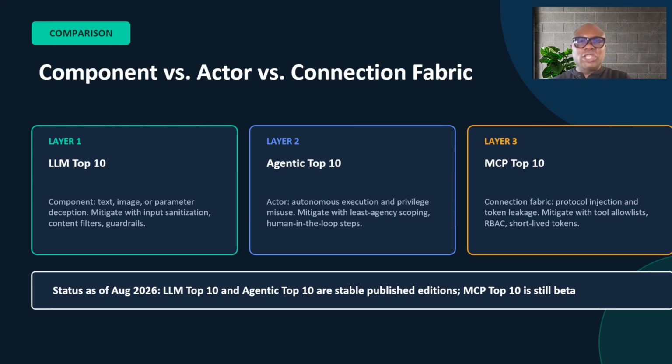Then when you go to the Agentic Top 10, the most important thing here is the actor. Autonomous execution and privilege misuse are predominant here because it can act. Excessive privilege could be a problem. So mitigate with least agency scoping and human-in-the-loop steps. Then the third one is connection fabrics: protocol injection and token leakage. Mitigate with tool allow lists, RBAC, and short-lived tokens. So this captures, at every layer, what is more important and what attack surface needs to be dealt with and considered first.